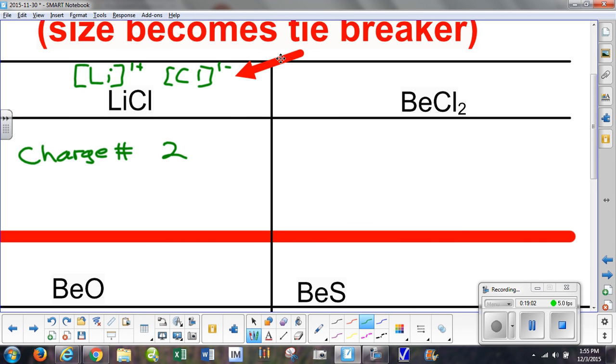All right, now let's go to beryllium chloride. Beryllium has what charge as an ion? 2 plus. And how about chloride? Hasn't changed. 1 minus. Now what is the charge number? 3 indeed. So, who has the bigger lattice energy? Beryllium chloride. Yeah, it's the winner.